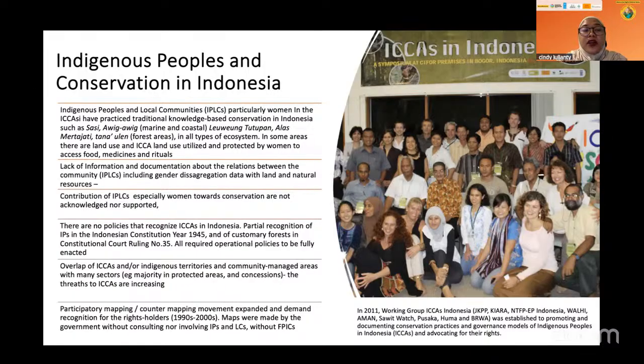But on the other side, we also see the fact that we have a very lack of information and documentation about the relation between communities, including gender disaggregated data that can show the role and contribution of each group, especially those who might be unseen. And this gender disaggregated data would be very important for the community to see the situational condition in their landscape, in their ICCAs. And it's going to be very important also for policy making processes.